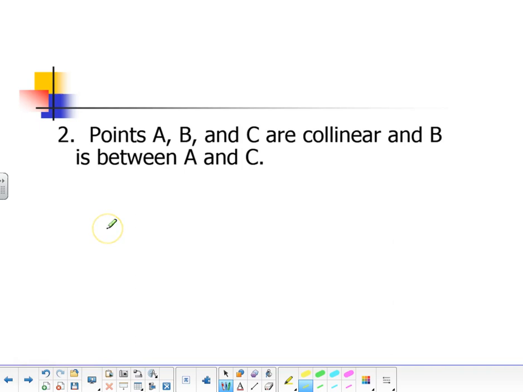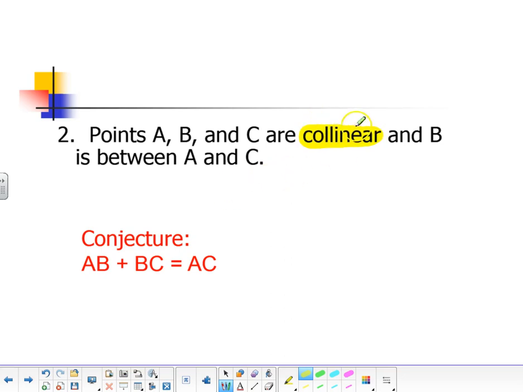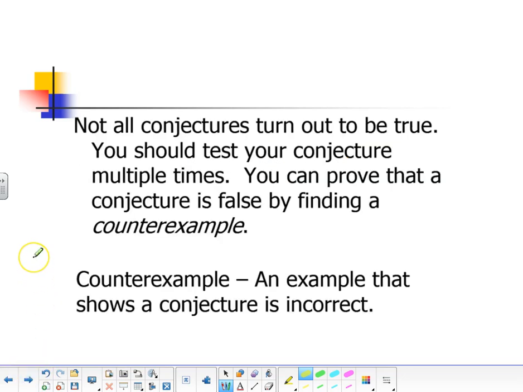Here's another example. Points A, B, and C are collinear, and B is between A and C. So the conjecture that we could make from that is AB plus BC equals AC. That's our segment addition postulate. Now I want you to point out here, the key word here is collinear. This is a little different from one of our earlier homework assignments where we couldn't make that conjecture because we didn't know that those were collinear. So in order for that to be, we need that. So that gets into this.